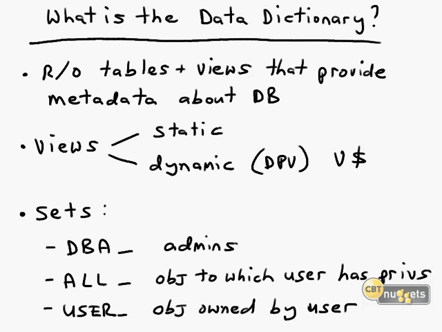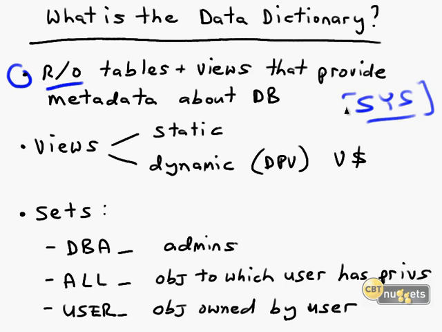Let's get started. Formally defined, the data dictionary in Oracle Database 11g is a set of read-only tables and views that provide metadata about the database. Now let's take this definition one piece at a time. Read-only means that these are system-managed tables and views, and we're not supposed to be touching them. As a matter of fact, anybody but sys cannot make any changes to data dictionary objects at all.